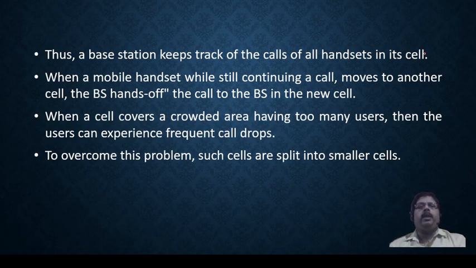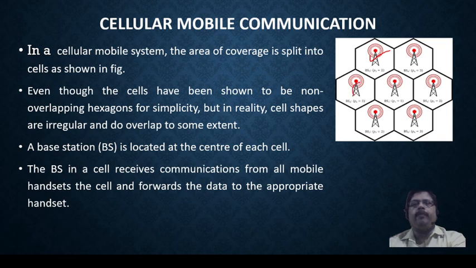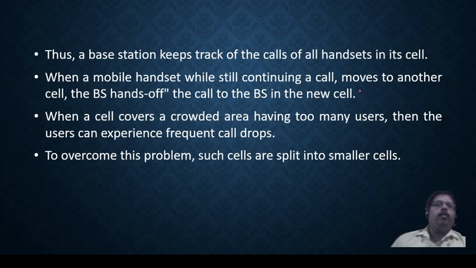Usually the base station keeps track of all handsets in the cell. Means if I am located in this particular tower area, or this base station area, its record will be kept in this. There are different mechanisms to do that. We will discuss when we cover the architecture of mobile computing in detail, then we will come to know about that. Then the mobile handset is still continuing the call.